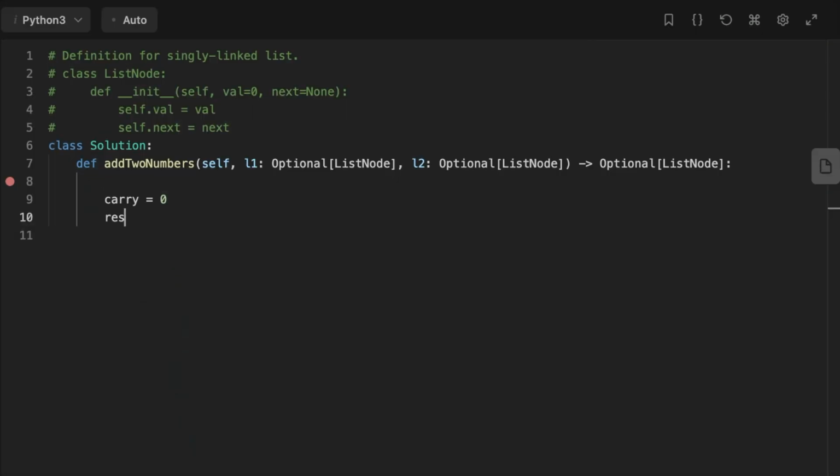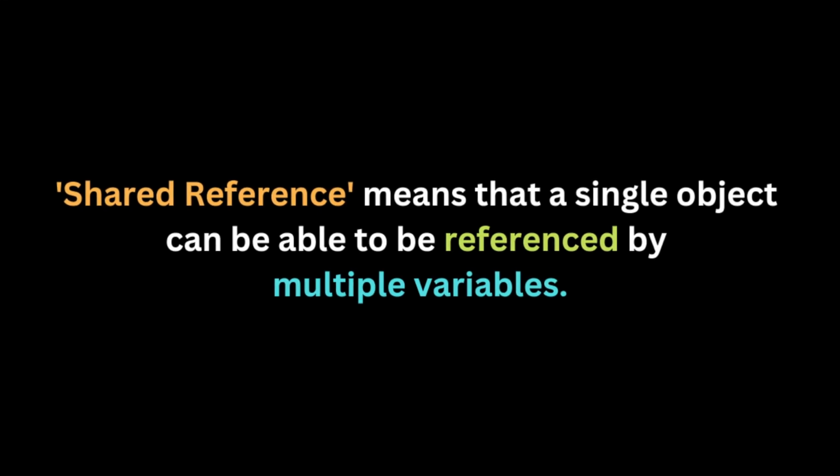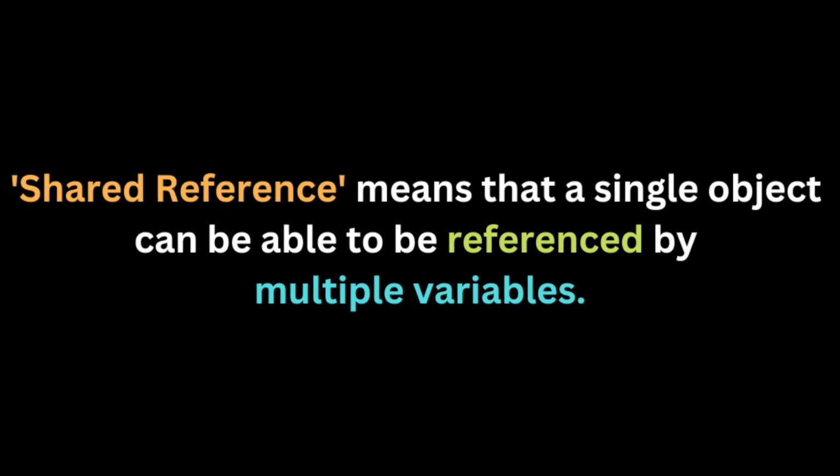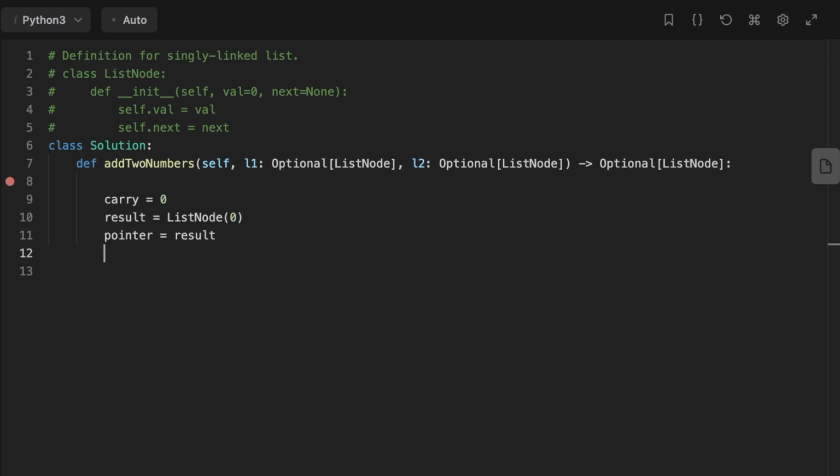To solve this problem, we need to set up three variables. The first will hold the carry over from step to step. The second will be a linked list that represents the final result. And the third will be our pointer that we will use to move to the next node at each iteration. Since both variables share the same object reference, pointer updates immediately affect the outcome, so you may need to remember how Python handles shared references.